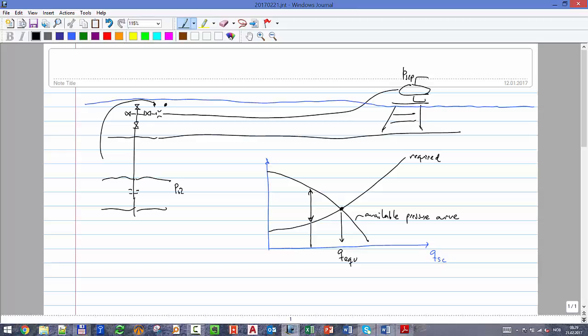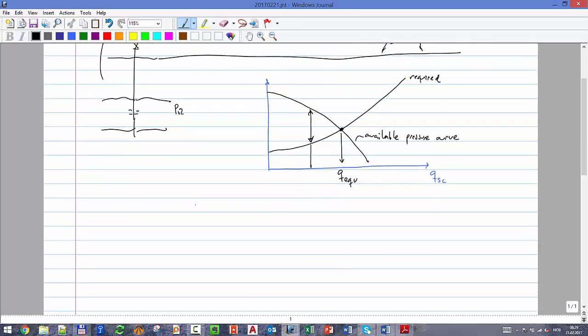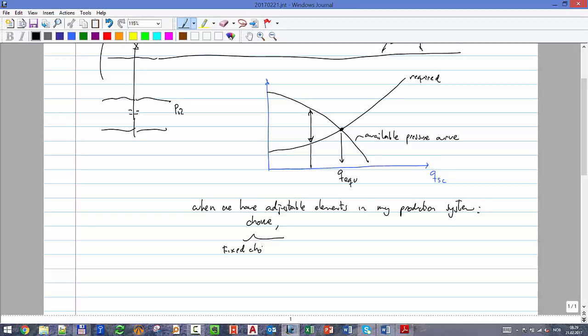Now, just to call your attention, we can do that in that way. So let's say when we have what I will call adjustable elements. That means when I have a choke that I can adjust. Remember that we also have fixed chokes that don't change. Just to make a short comment, a fixed choke is something that we also call a bean choke, and it's just a restriction. It's just a piece of metal of a smaller diameter, but you cannot regulate the opening.